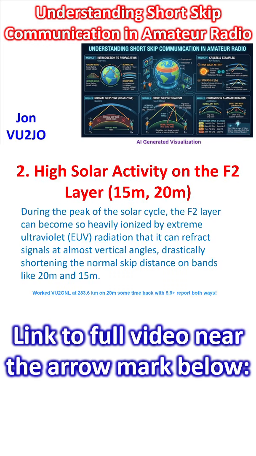During the peak of the solar cycle, the F2 layer can become so heavily ionized by extreme ultraviolet radiation that it can refract signals at almost vertical angles, drastically shortening the normal skip distance on bands like 20 meter and 15 meter. I had worked VU to GNL at 283.6 km on 20 meter sometime back with 5.9 plus report both ways.